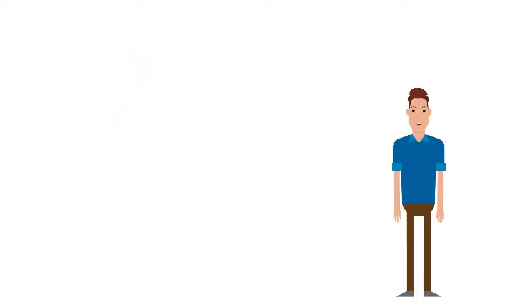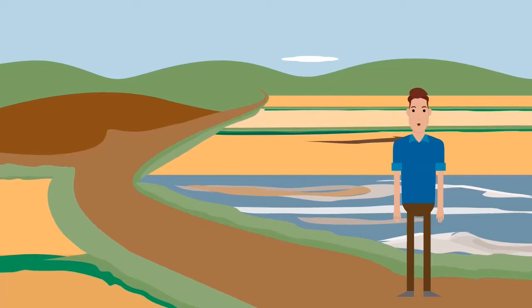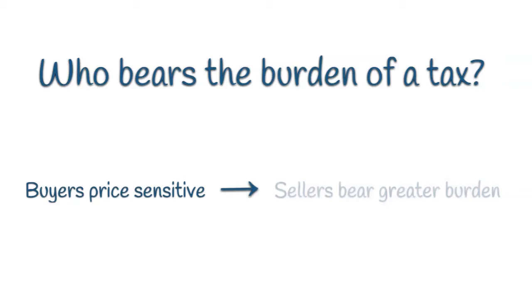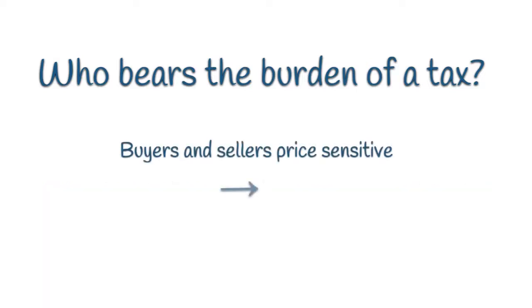But one good example is land. The quantity of land is essentially fixed, and so taxing it will not affect the quantity supplied. More generally, if buyers are price-sensitive but sellers are not, then sellers bear a greater burden. If sellers are price-sensitive but buyers are not, then buyers bear a greater burden. If both buyers and sellers are very price-sensitive, each will bear a small burden.